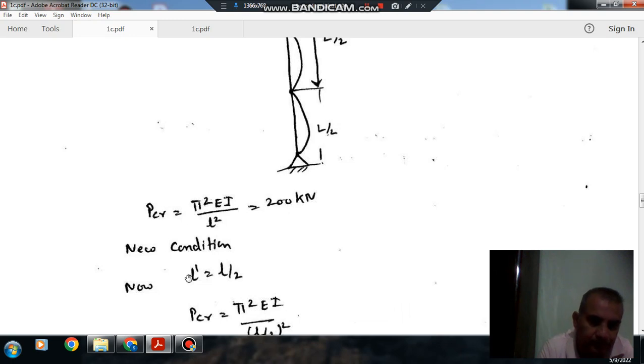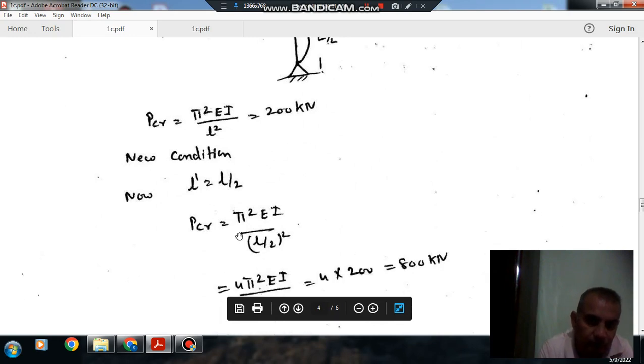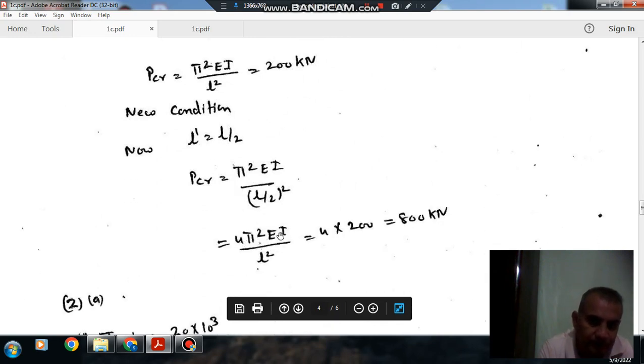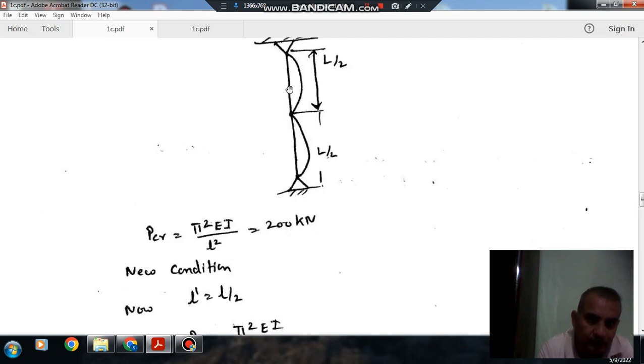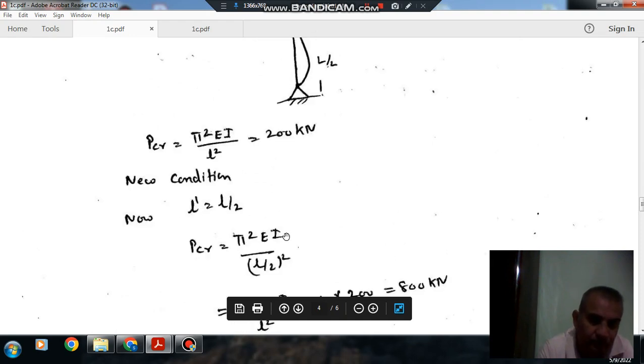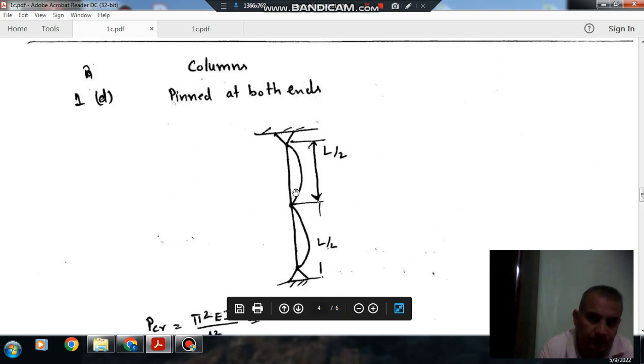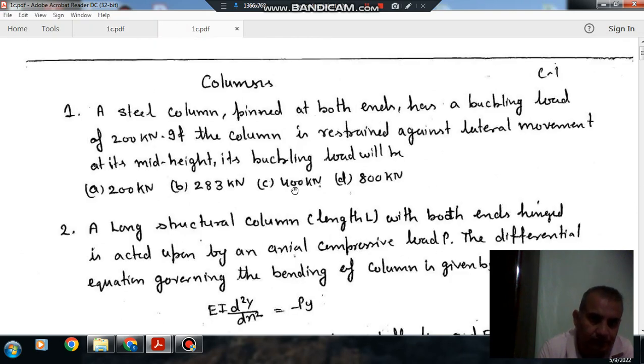So now L dash is L by 2. The new critical load will become 4 pi square EI by L square, because we are putting L equal to L by 2 for this pin end. But pi square EI by L square is 200 kilonewton. So this new critical load is 4 into 200, 800 kilonewton. So the answer is D.